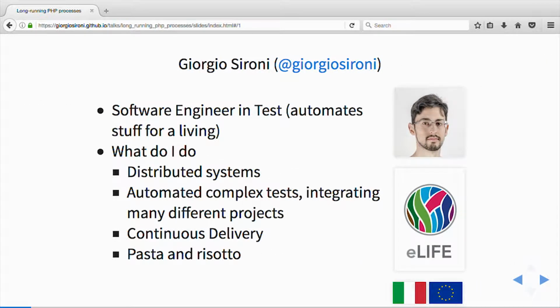I'm Giorgio. I am a software engineer in test, a bit of a cross between a developer and a tester. So I care a lot about the QA and ops side of things, not just about writing code and putting it on some server. I work on distributed systems, mainly composed of services or microservices. I try to cook up automated test suites, continuous delivery pipelines, pasta and risotto sometimes, not ice cream usually.